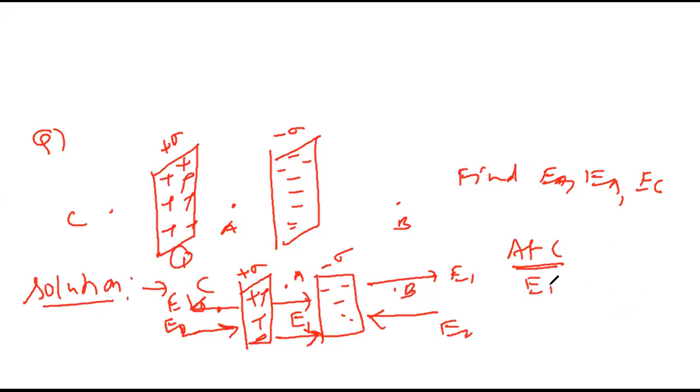So E1 equals E2. Therefore, resultant will be 0 at C, because they are outside, on opposite sides. At B, what can you say? Again, E1 is same as E2, but direction is opposite. What about resultant? Is it 0?